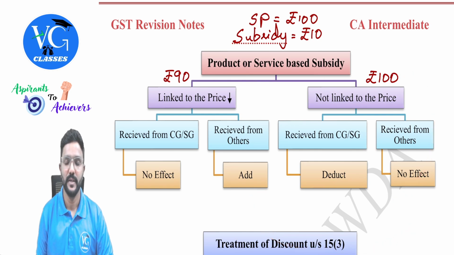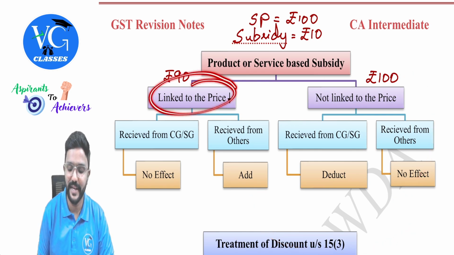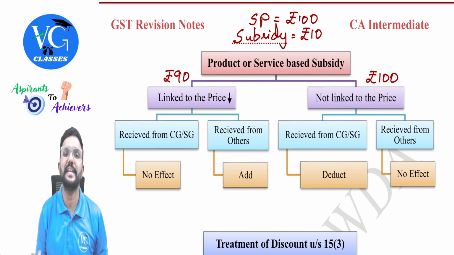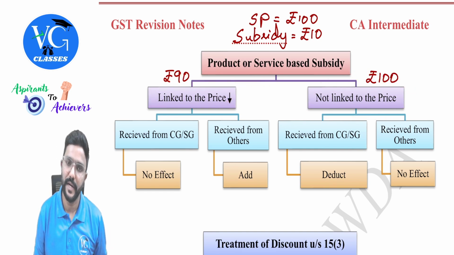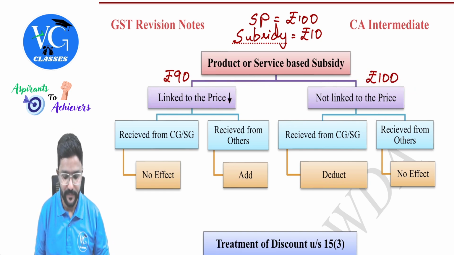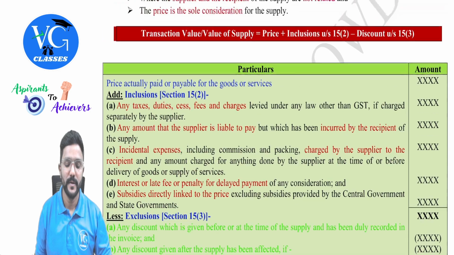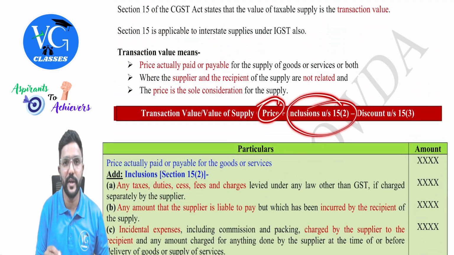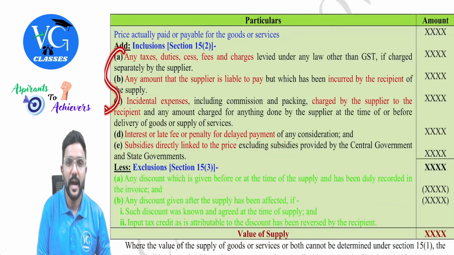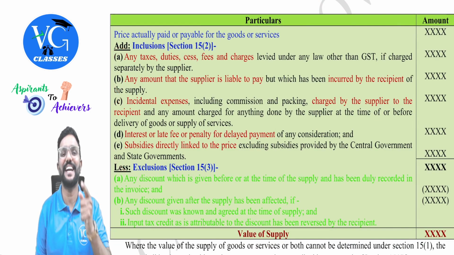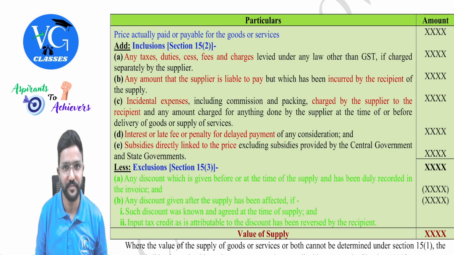Yes, guys. The only difference is whether it is linked to the price or not linked to the price. Accordingly, we need to decide. Got it? Yes, sir. Fine. So we'll move forward. We have seen what all items have to be included. So for the price, if any of these items are given and the conditions given here are satisfied, we need to add it.